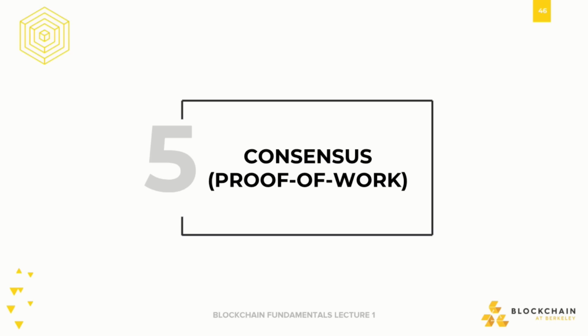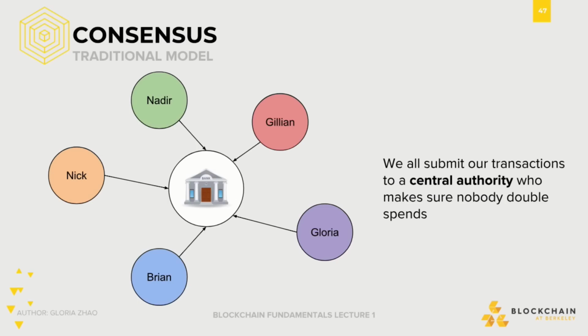Let's just move on. So let's talk about how we make sure we're all on the same page. And this is a consensus protocol known as proof of work. It doesn't work if we all have different blockchains, right? We should all have the same blockchain. That's the idea. And in the traditional model, how do we decide which transactions are valid and which transactions to add to the ledger of truth?